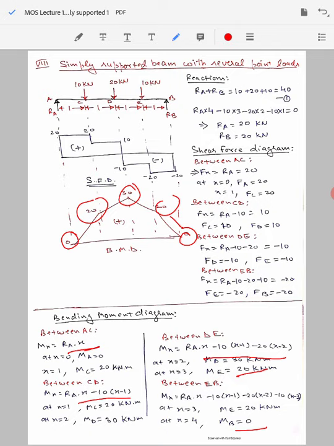You must have noticed that in a simply supported beam, in all the cases, at the supported ends the bending moment will be 0, right? At point A and point B the bending moments are 0.